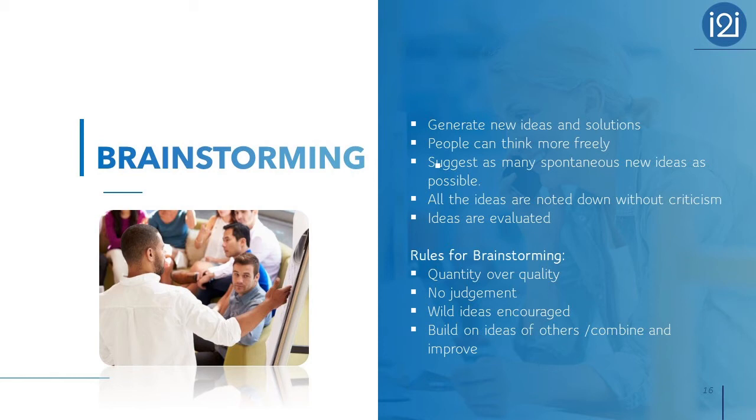Some of the rules for brainstorming are quantity over quality. Think about as many ideas as possible before you filter through the ideas and determine what the best quality idea is. No judgment. That will limit the ideas that do get generated. Wild ideas are encouraged. You never know where the good ideas are going to come from. And also, build on the ideas of others. Go out on a tangent and explore fully an idea that someone comes up with.